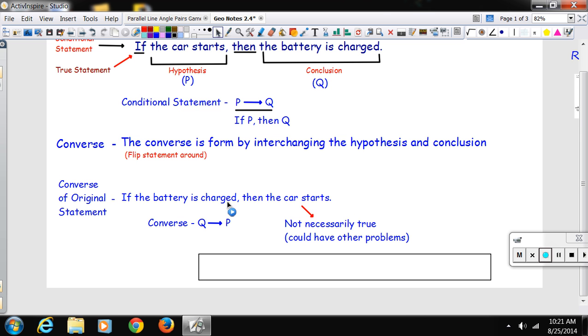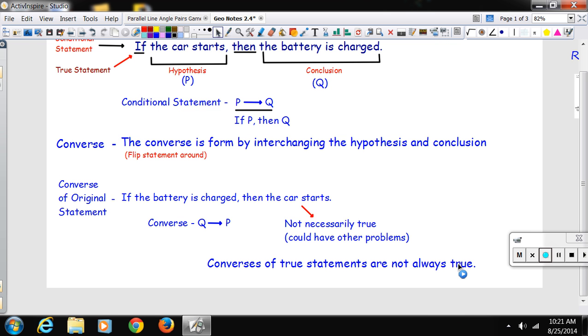Now this one might be true. If the battery is charged, then the car starts. So the car's going to start just because the battery's charged? No. No, what if the alternator's not working? Or what if the starter's not working? If the battery's charged, it's still not going to start. Okay, so just because the battery's charged doesn't mean the car will start. That's not necessarily true. This is definitely true. There's no doubt in my mind that if the car starts, the battery had to have been charged. Otherwise it wouldn't have started. This one, not necessarily a true statement.